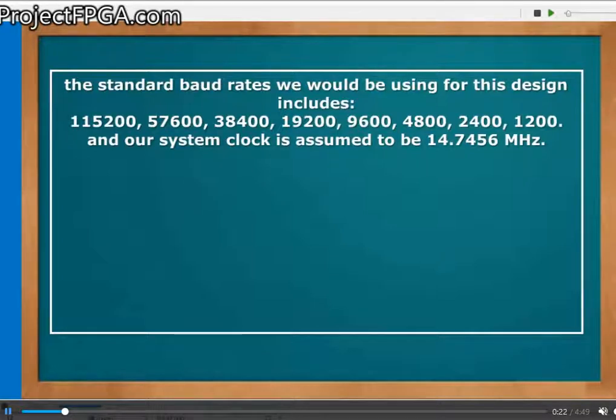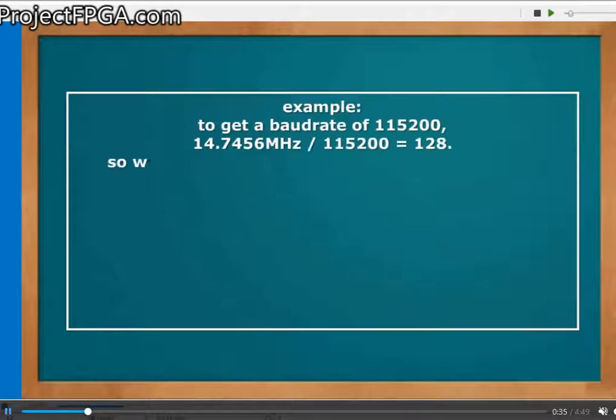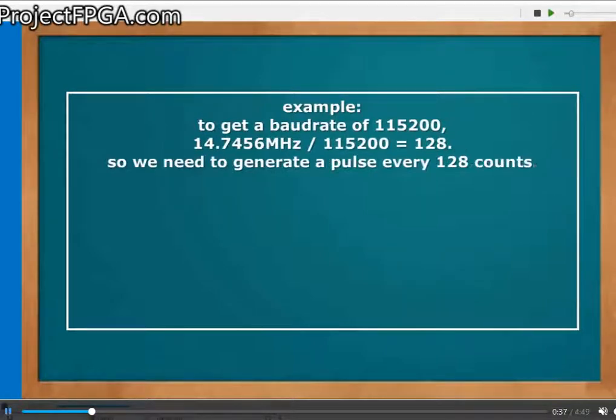Now, an example. Assuming we want to use a baud rate of 115200, the first thing we do is divide our clock with this baud rate, that is 14.7456 MHz divided by 115200, which is equal to 128. Remember, for the division, you have to multiply the clock with 10 raised to the power 6. So we need to generate a pulse every 128 counts.